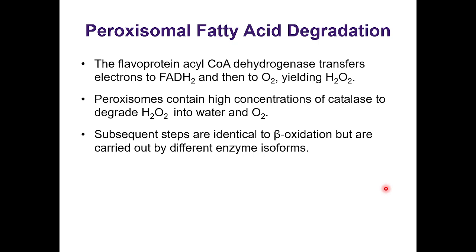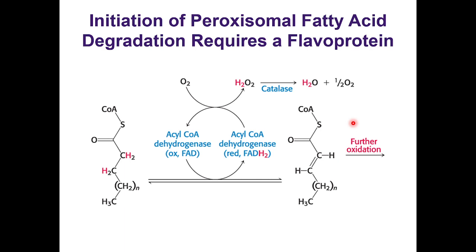The peroxisomes, and this is where it gets its name, by the way, peroxisomes, peroxide, are going to contain high concentrations of your catalase. This will help to degrade the H2O2 into your water and oxygen. Subsequent steps are going to be identical to the beta oxidations, but are carried out by different enzyme isoforms. So we have different variants of those enzymes. And so right here, this is the initiation of your peroxisome fatty acid degradation.